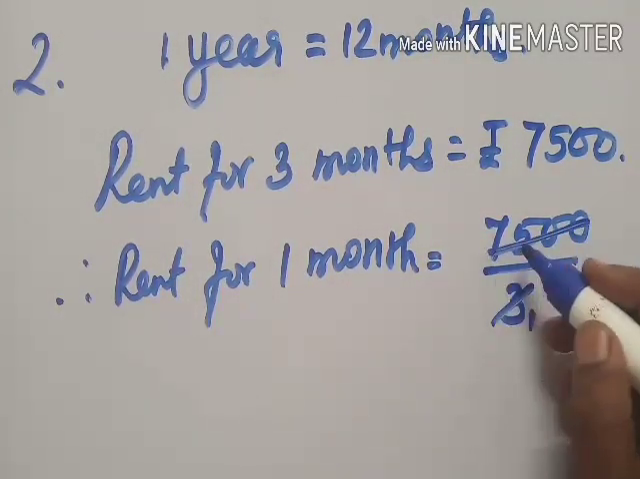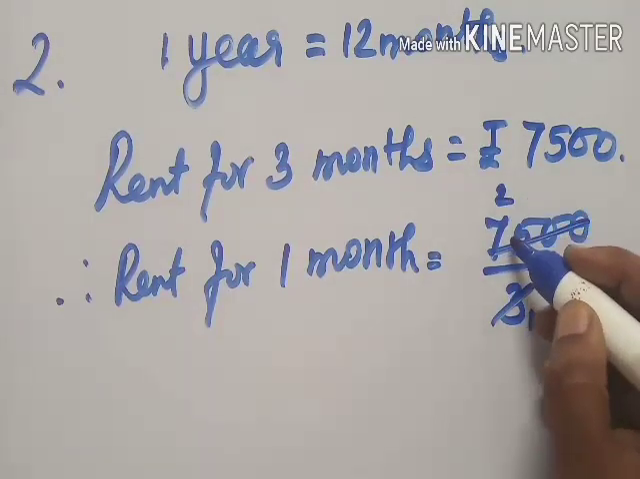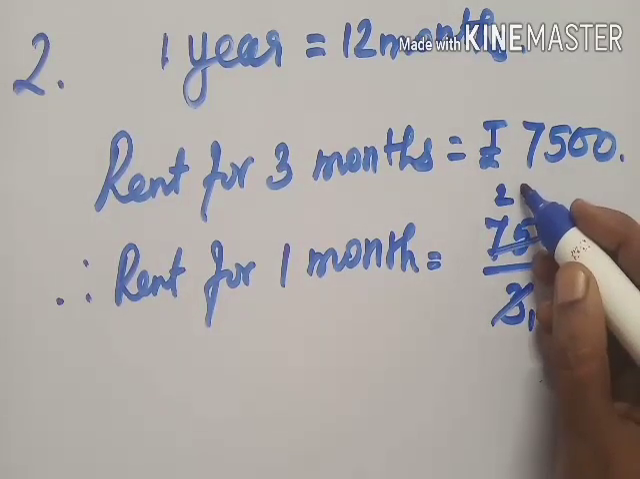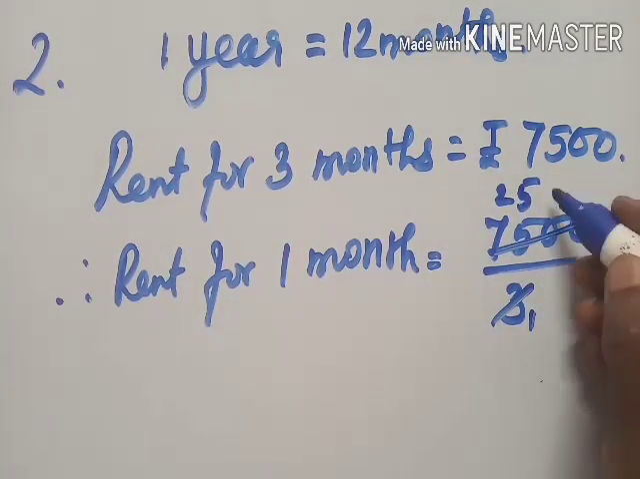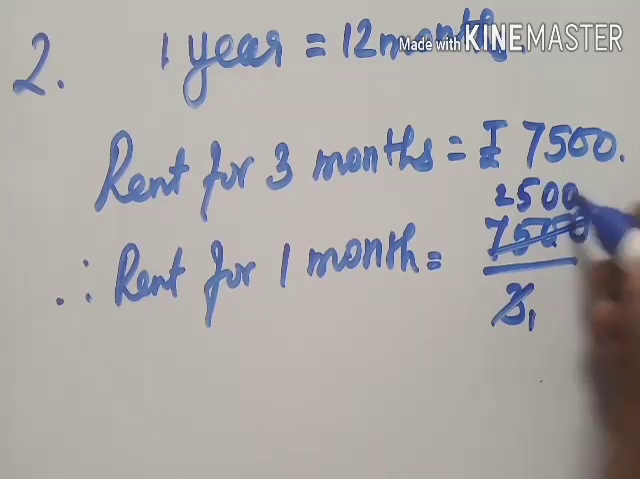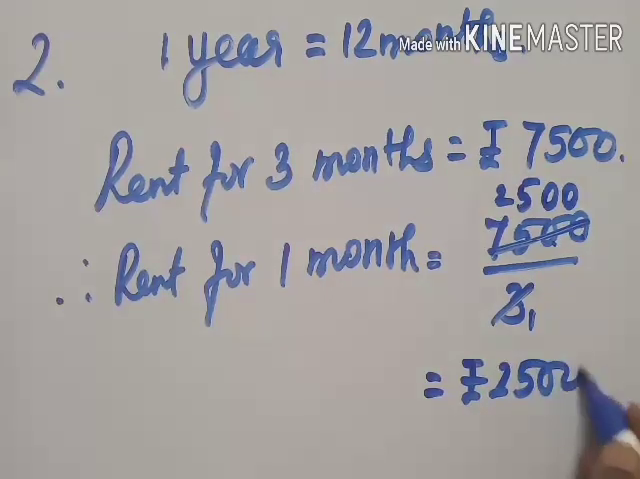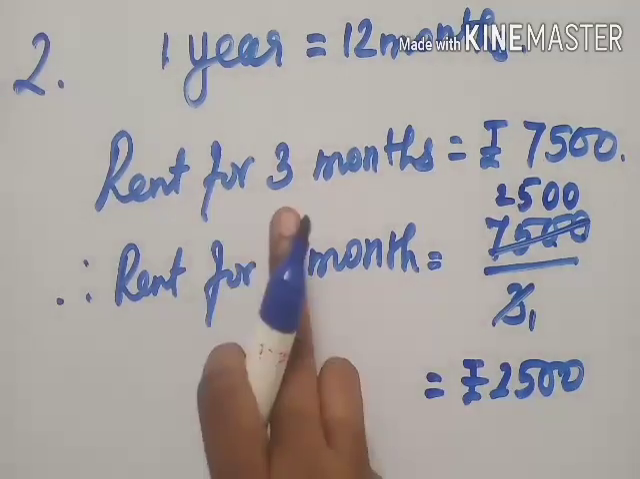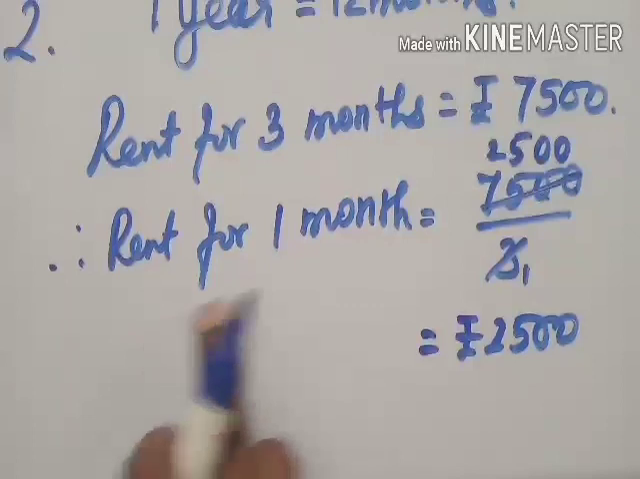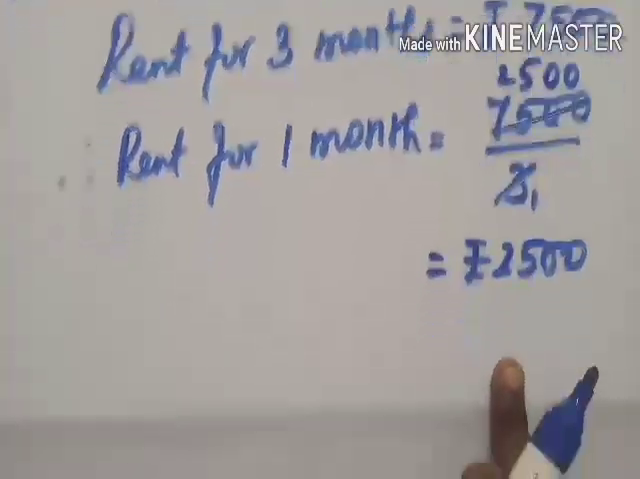So, do the cancellation with the 3 table. 1 3 is 3. 2 3s are 6. Balance 1. 15. 5 3s are 15. And take and write these two zeros over here. So, this is equal to rupees 2,500. So, actually rent for 3 months is 7,500, rent for 1 month is 2,500.